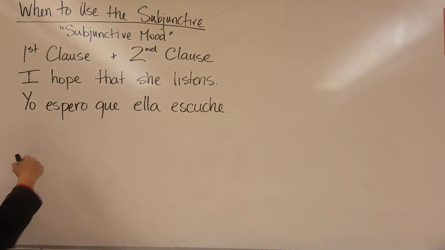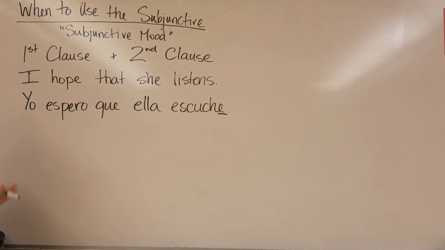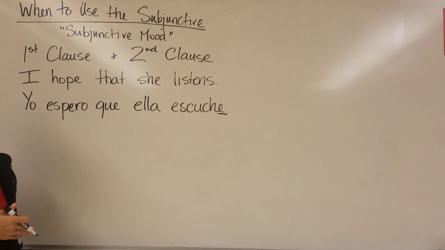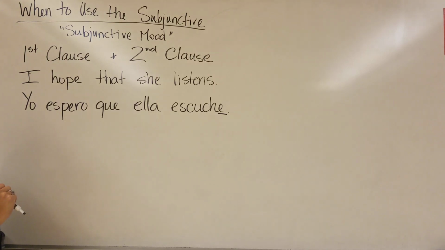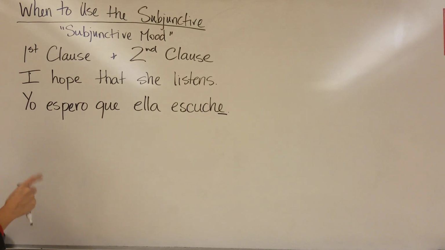When it comes to forming the subjunctive, we'll talk about that in the other video, but it's exactly the same way that we formed our formal commands, both negative and affirmative formal commands. So if we know how to do the yo form switcheroo, we should be good for the subjunctive mood.